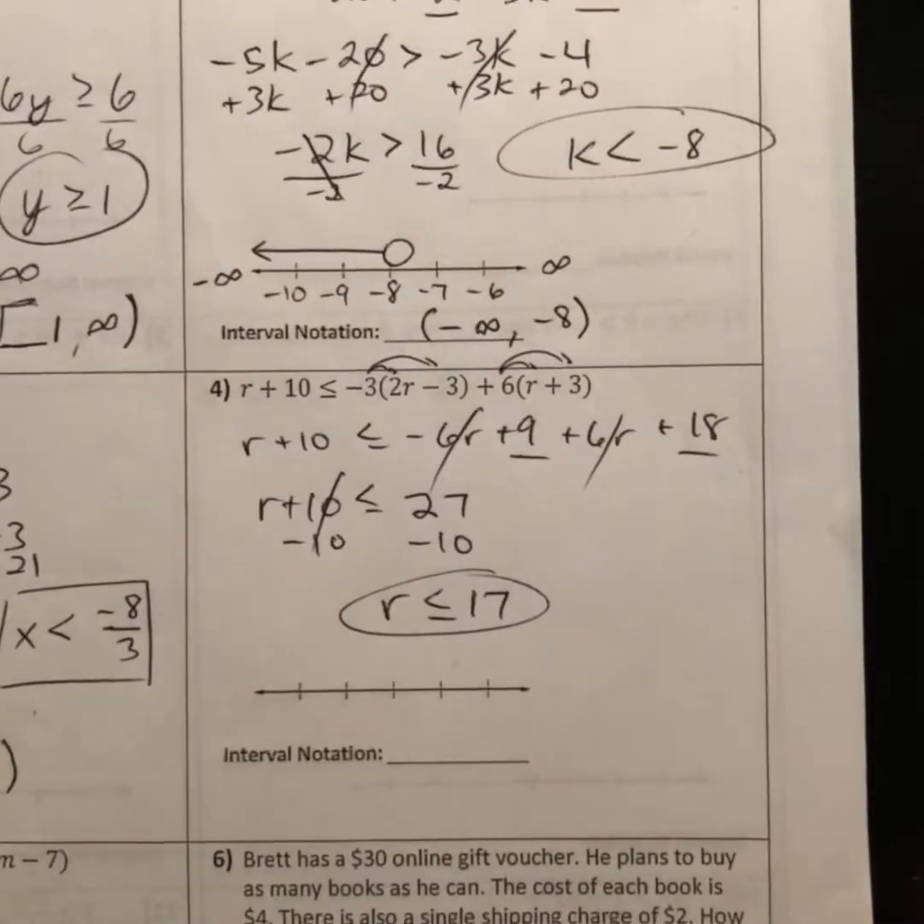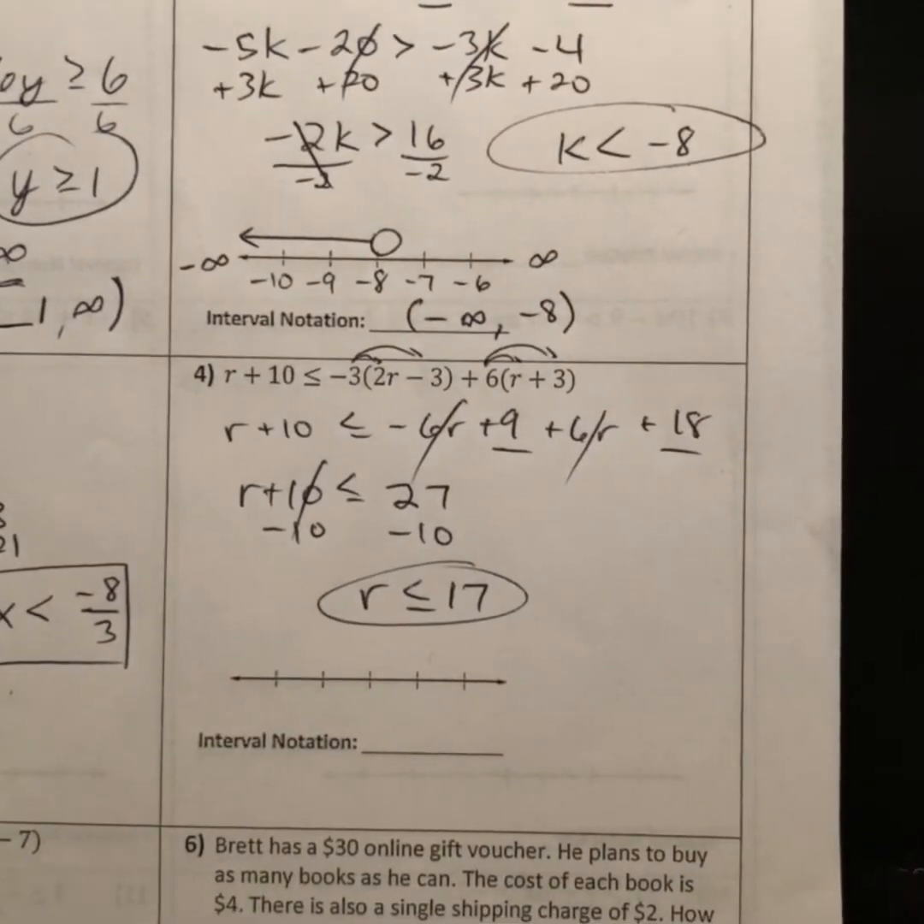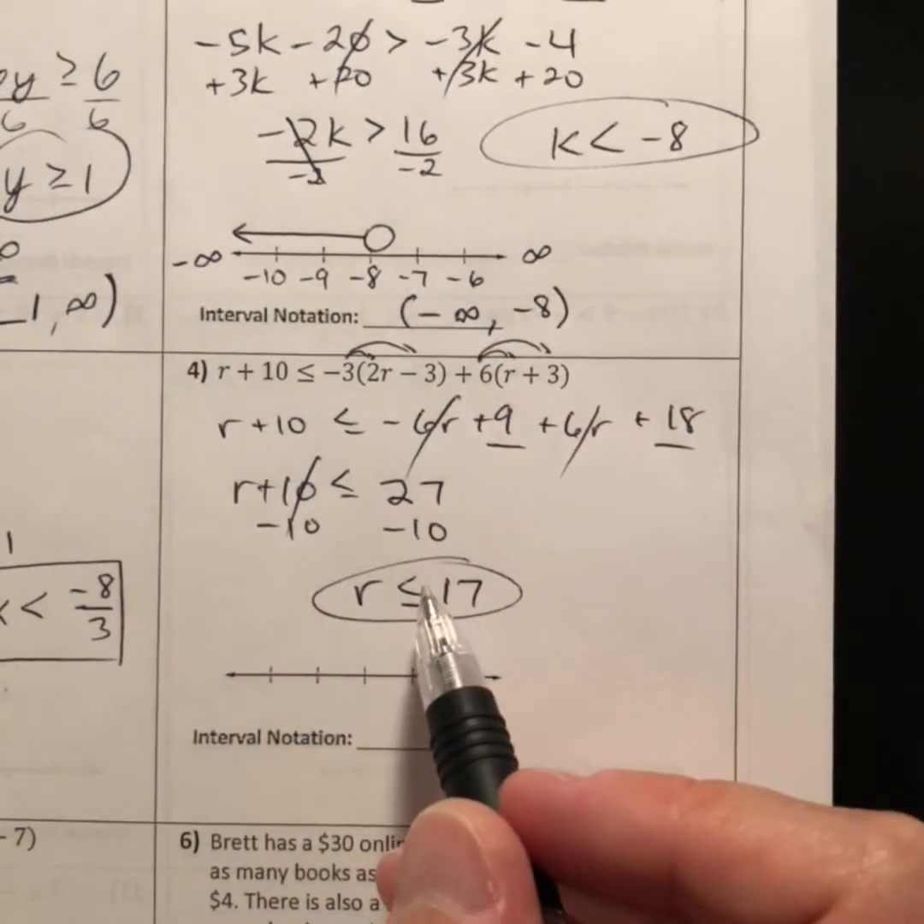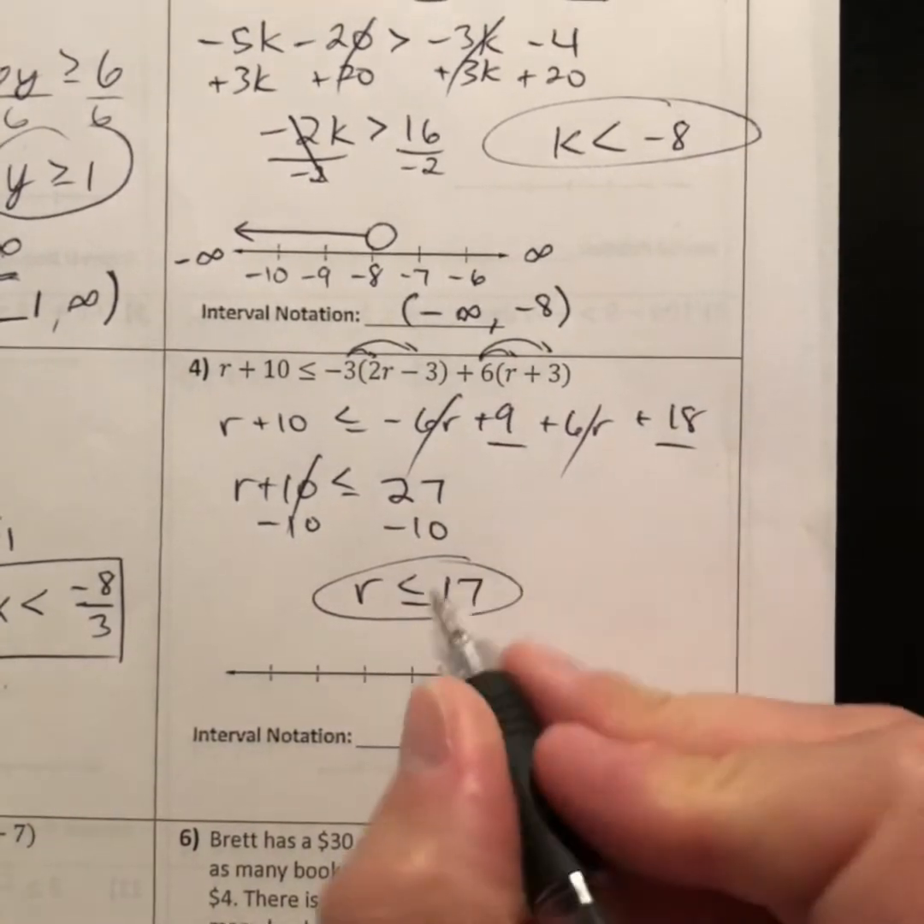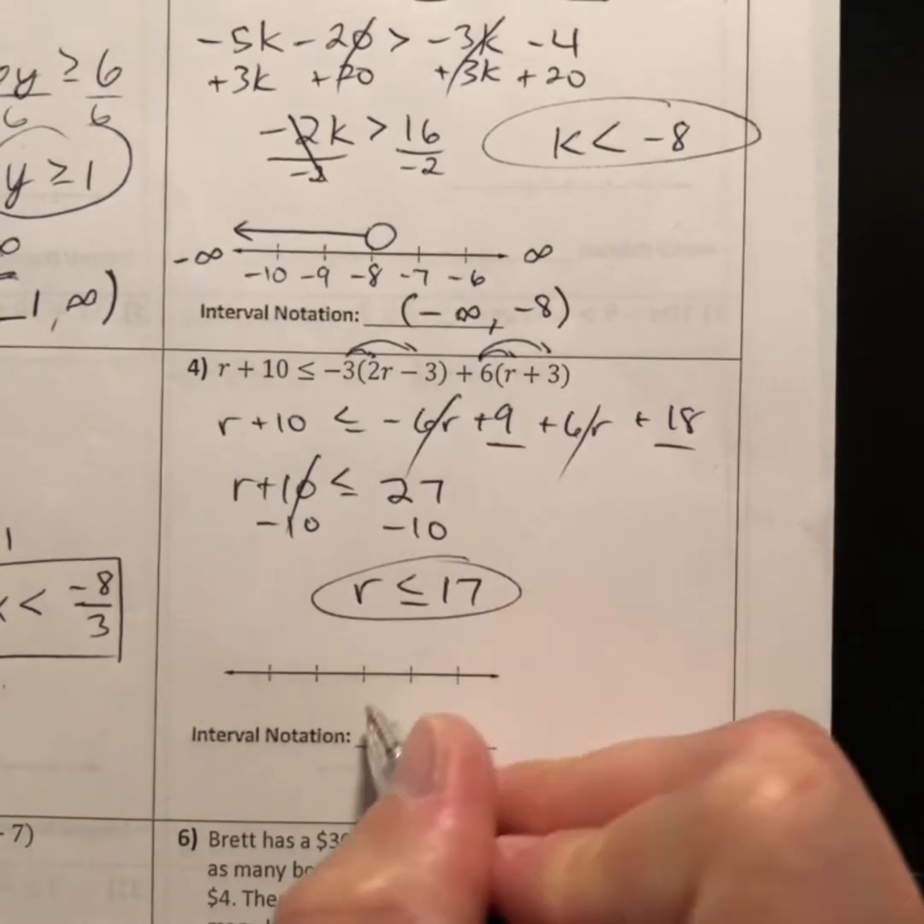And number 4 is mostly done as well. We just need to graph this and get the interval notation. So this one, no fraction, but we have a less than or equal to 17.